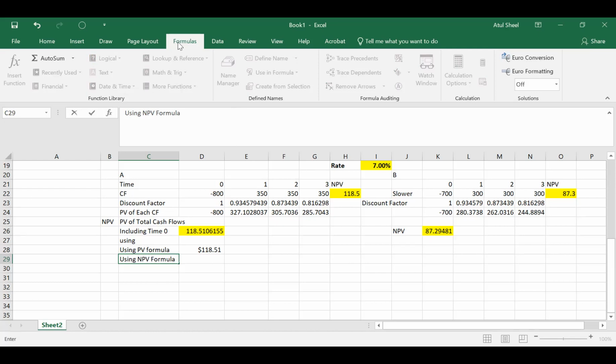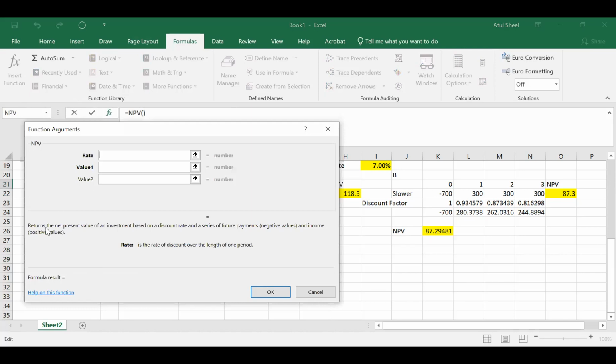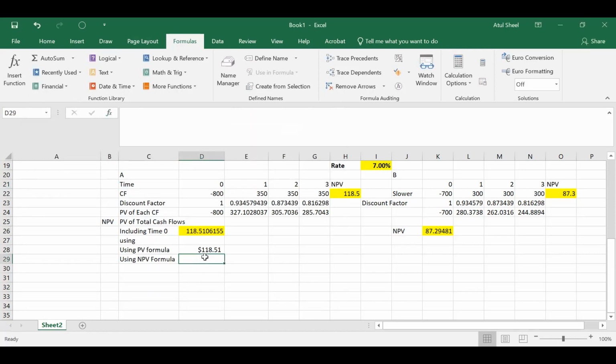First of all, find out what it tells you. So you go to formulas, go to financial, and go to NPV and see what it tells you. Understand. Returns the net present value of an investment based on discount and series of future payments, negative values of payments, and the income, which is positive value. Okay. So here, if you use NPV formula, you have to use it like that. Okay. So NPV, if I do instead of present value, it will ask me for a range of values.